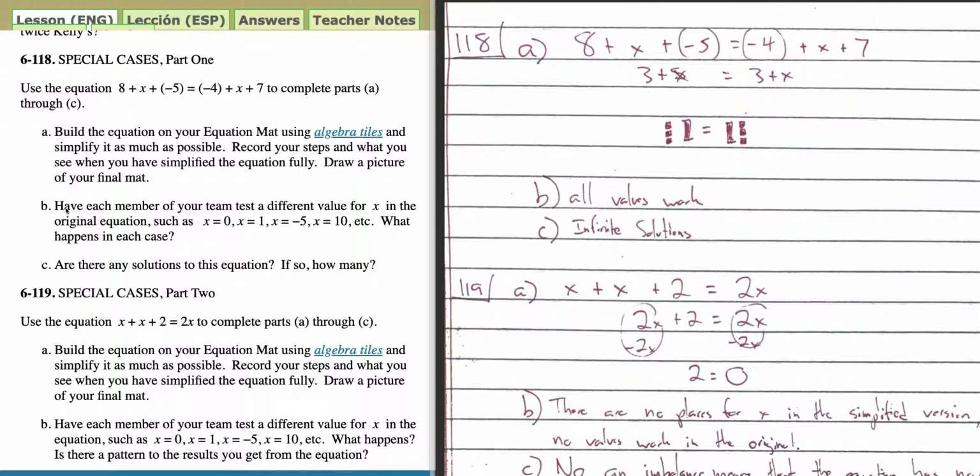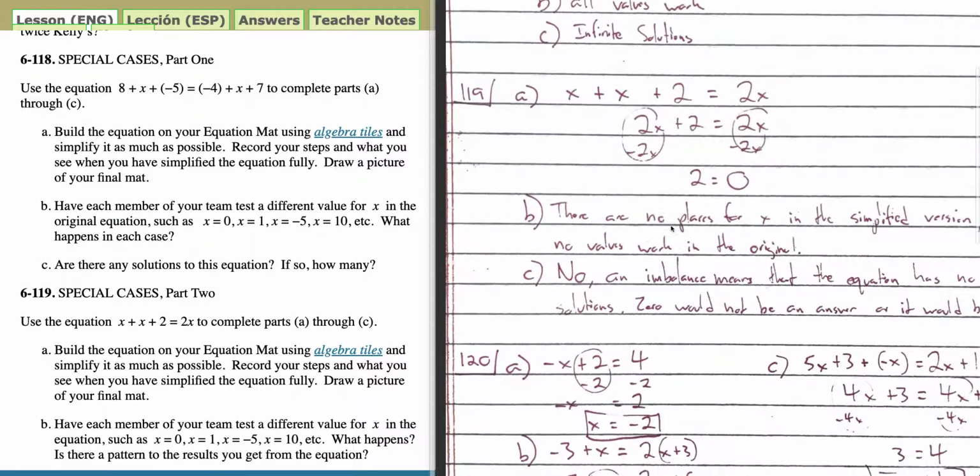So B says, test these different values. Well, it doesn't really matter what any of these values are for x because you're always going to have 3 and then the same exact number. So there are infinite solutions. It's always going to be the same.